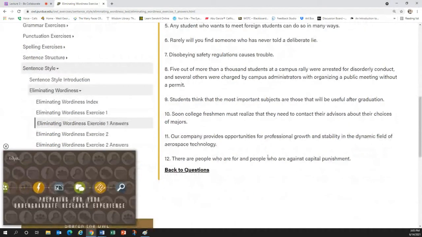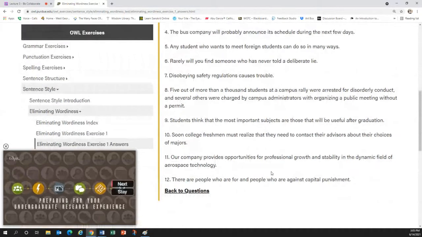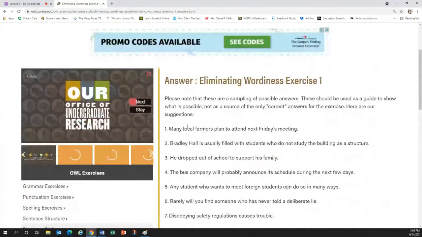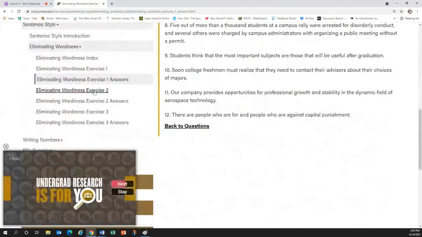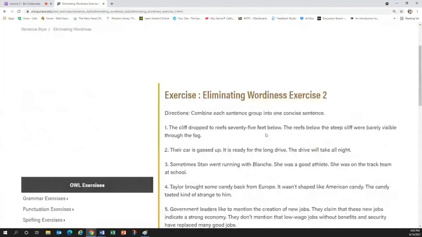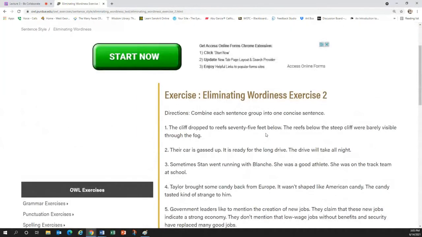Good. There are people who are for and people who are against capital punishment. Okay, so that is one way to do it. Now, there's one other thing I want to show you really quick, and that's the second wordiness exercise. We won't go much into this. You can check this out yourself if you want.